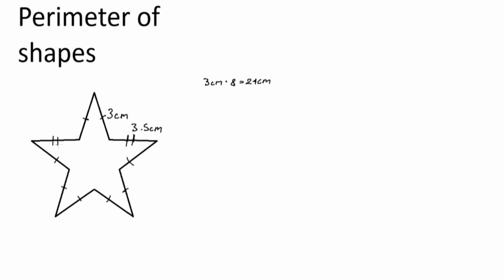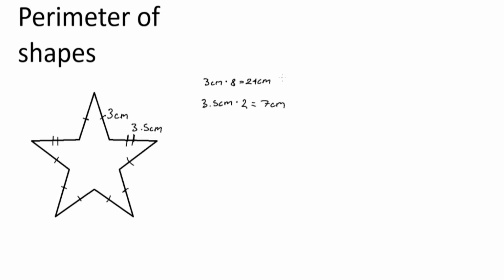But then we're not done. We haven't got the full perimeter. We have 2 other sides that are different lengths. So we have the sides with 2 dashes, and we have 2 of them, that are 3.5 centimeters. So we can say 3.5 centimeters times, and since we have 2 sides with 2 dashes on it, we're going to say times 2. And this is equal to 7 centimeters.